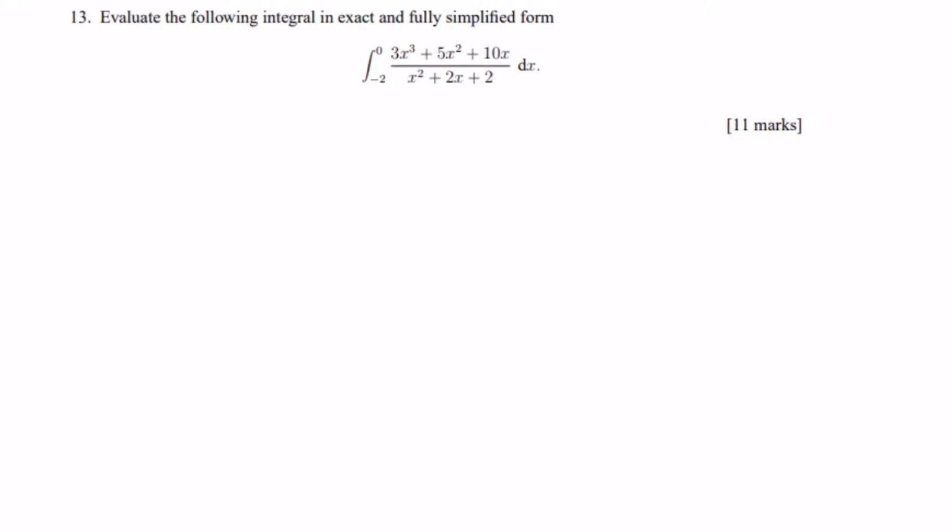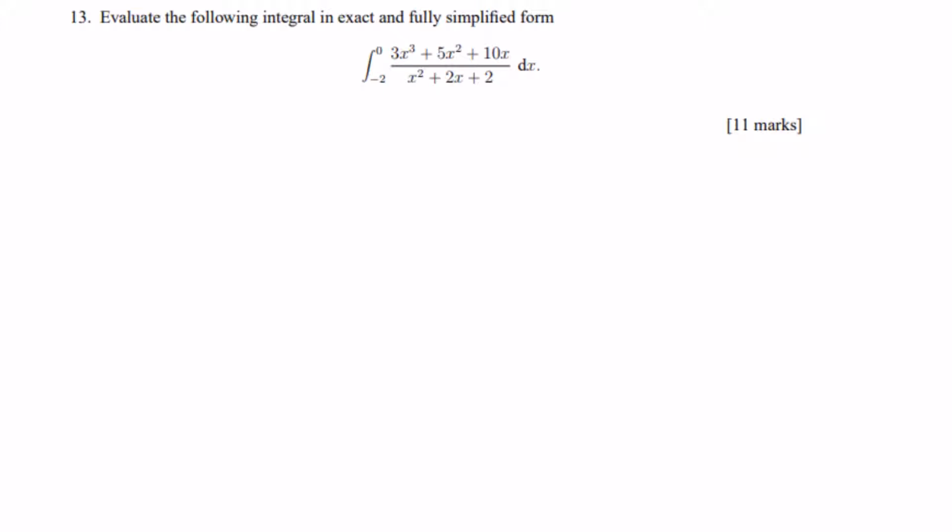Question 13. We want to evaluate the following integral in the exact and fully simplified form. So we want to integrate 3x cubed plus 5x squared plus 10x all over x squared plus 2x plus 2 with respect to x between -2 and 0.